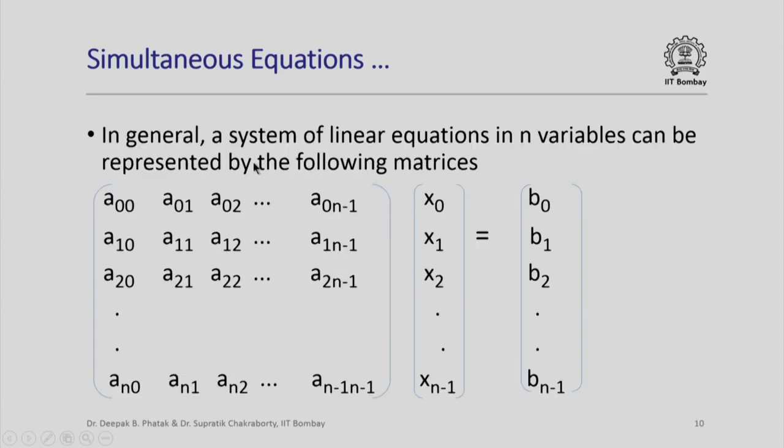Coming back to generalized simultaneous equations, a system of linear equations in n variables we now can represent by the following matrices. This is one matrix which is an n by n matrix. The coefficients in the C++ style are a00, a01, a02 to a0(n minus 1), a10, a11, etc., and the variables are named x0, x1, x2, x3, x(n minus 1), which are naturally elements of a one dimensional array containing n unknown variables. This represents the right hand side, which are standard numerical values, again making a one dimensional array.